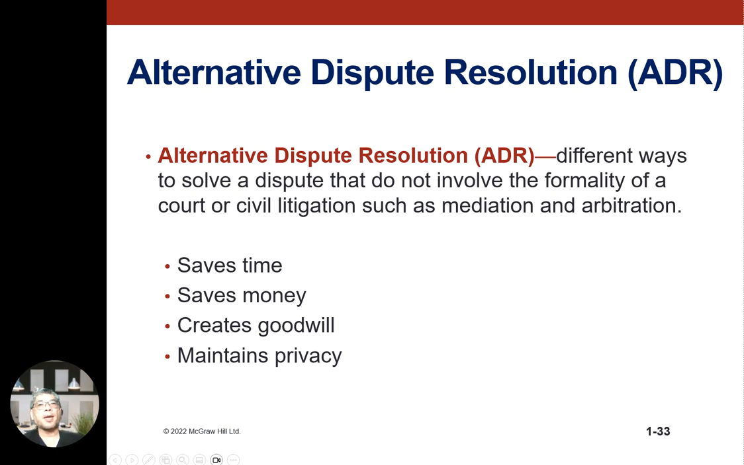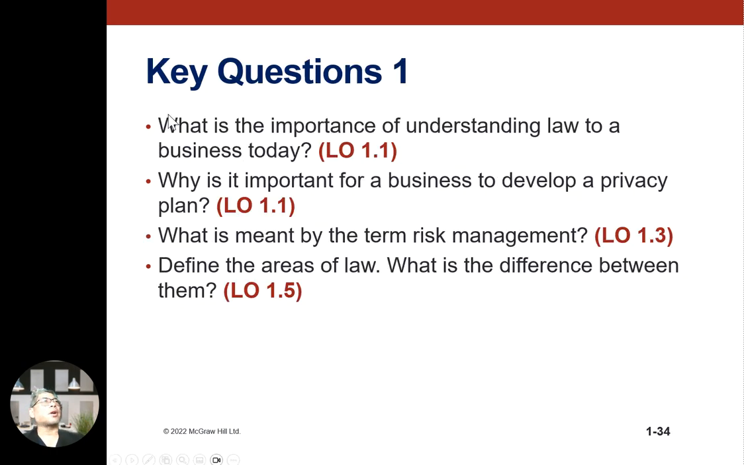Okay, that's the one. So we have a number of quick questions here. Question 1: what is the importance of understanding law for business today? So you need to understand all this law and all the quick questions provided. Practice this in the book that is provided. Why is it important for business to have a privacy plan? There's a reason why. And what is meant by the term risk management, objective number 3, and define the areas of law. What is the difference between civil law and criminal law? So you understand them.